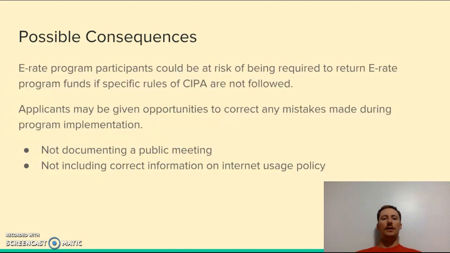So something, as an example, could be not documenting a public meeting or hearing, or possibly not including correct information on the district's internet usage policy. So those things, districts have been allowed in the past to correct some of those mistakes and show that they are meeting those requirements so they can continue to get E-rate funding.